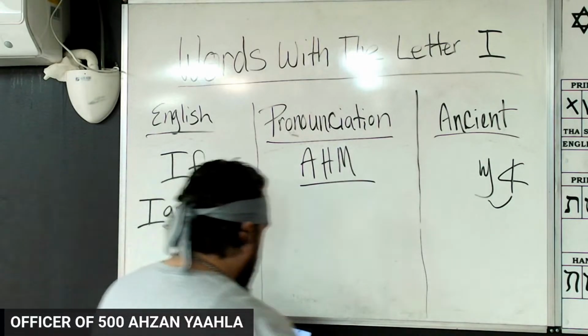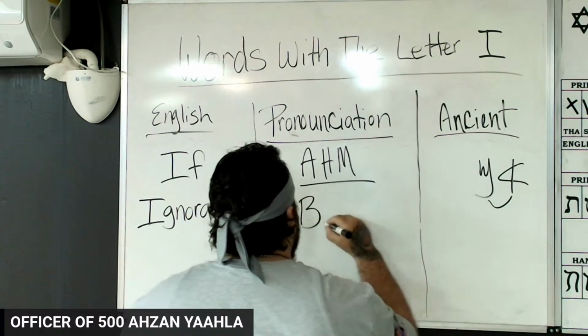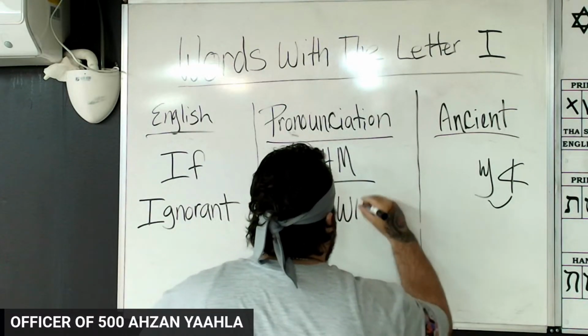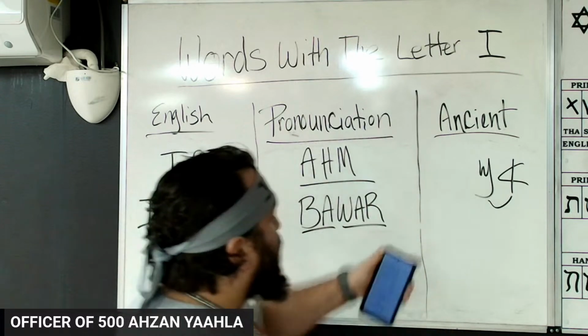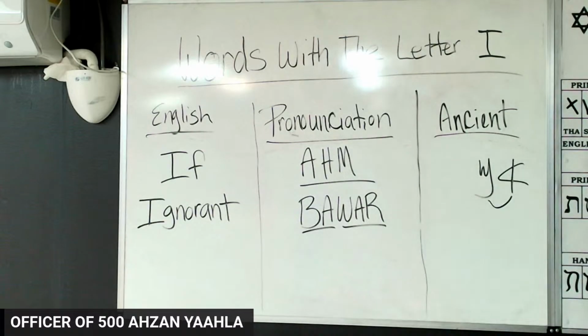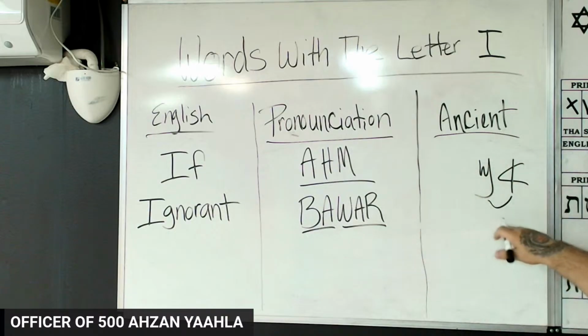Ignorant in English, and in the Hebrew it will be bawar. Bawar. And like I said, if you could, try to write in the ancient by me just giving you that. If this is the pronunciation for ignorant in the Hebrew, bawar, how would you write it over here in the ancient? Try not to wait for me. It's just a slight challenge to see if you guys can get it, because you don't always want the answers. You always want to try on your own.